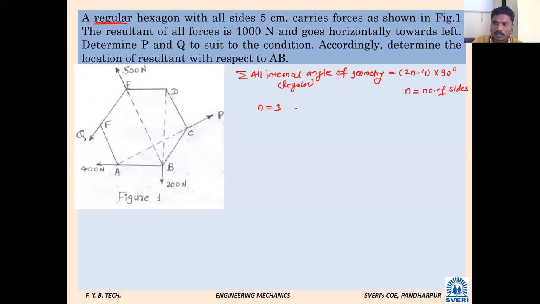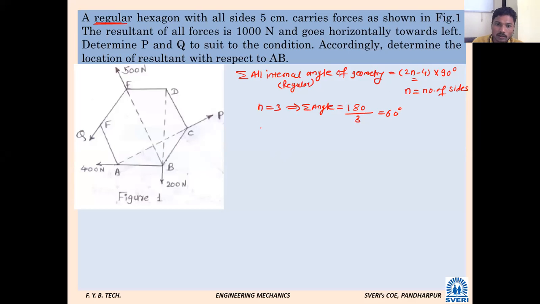3 sides, so n is equal to 3. What will be the summation of all angles in that case? n is equal to 3: 3 into 2 is 6, 6 minus 4 is 2, 2 into 90 is 180. All angles are equal, and there are 3 angles, so divide by 3 and it comes to 60 degree. So the internal angle of an equilateral triangle is 60 degree.